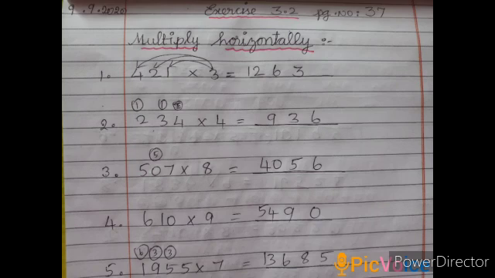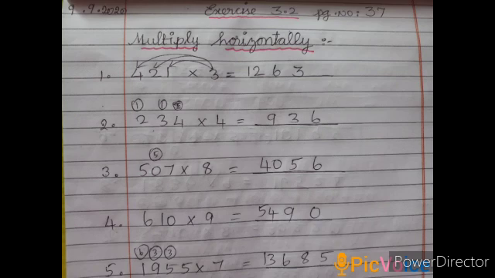Next sum, second sum, 234 multiply by 4. Start the multiplication from ones place number onwards. 4 into 4, 4 4s are 16. And 1 should be carry over in the tens place. Next, 4 3s are 12. 12 plus 1, 13. 3 and 1 should be carry over in the hundreds place. Next, 4 2s are 8. 8 plus 1, 9. So the answer is 936.